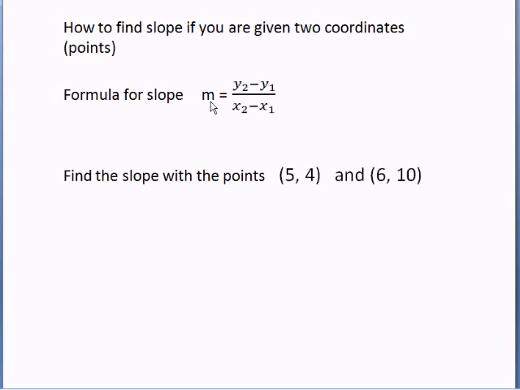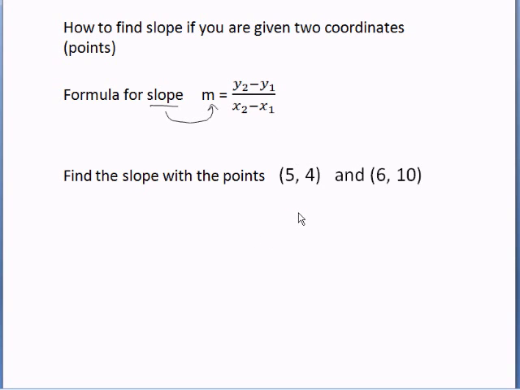This is the symbol for slope. Slope stands for m, or m stands for slope. And then the formula actually is y2 minus y1 divided by x2 minus x1.